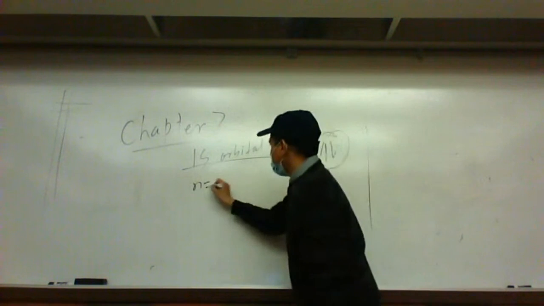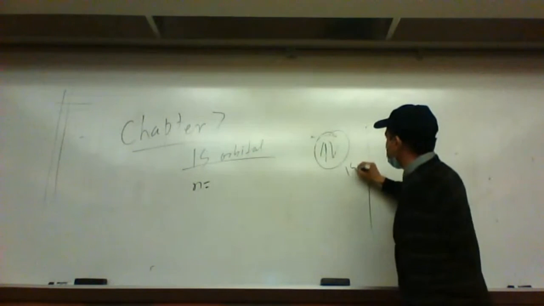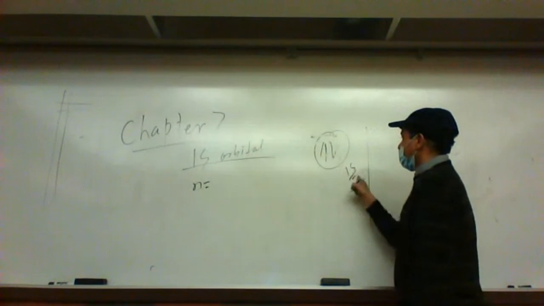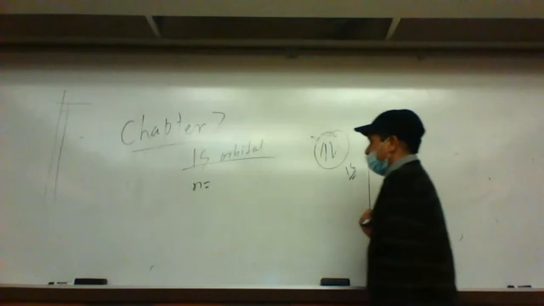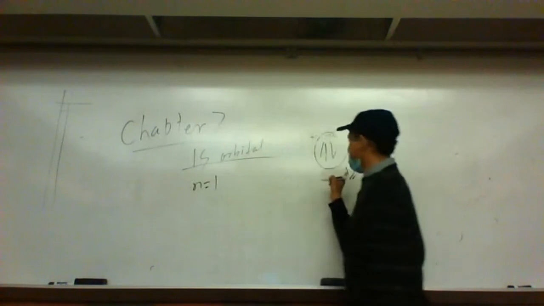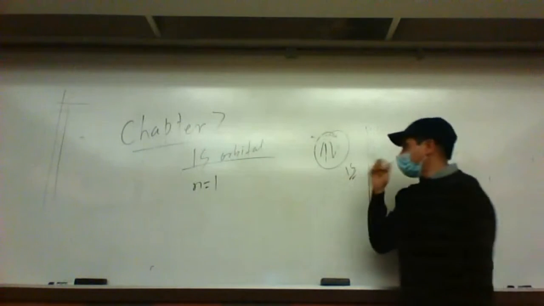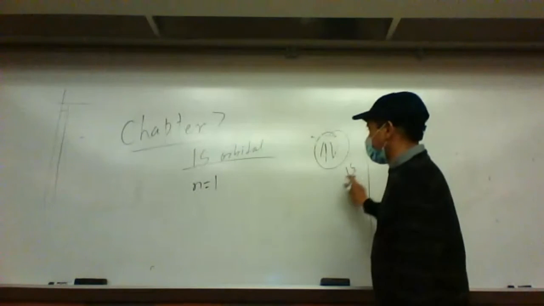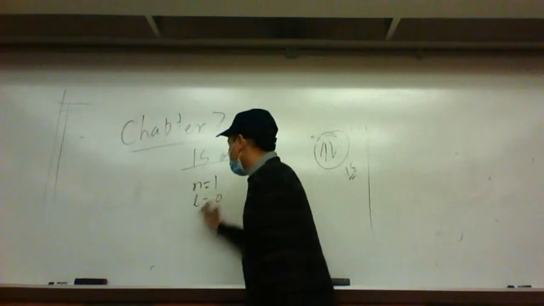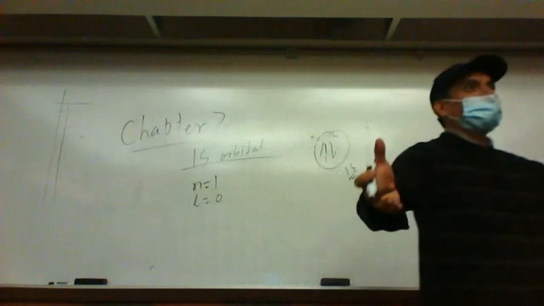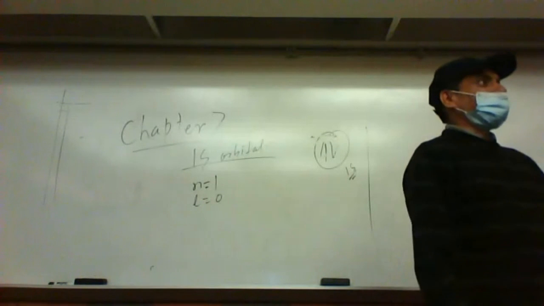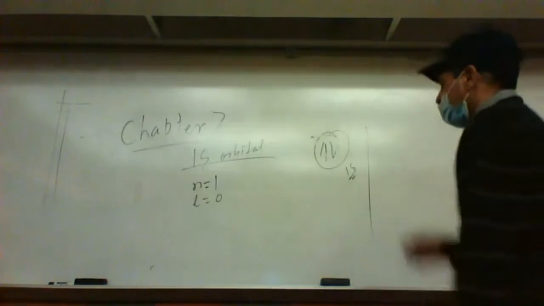So this is a 1s orbital, and there are 2 electrons in the 1s orbital. So n is equal to 1, right? And then what does the s mean? L equals 0 is s, L equals 1 is p, and L equals 2 is d.